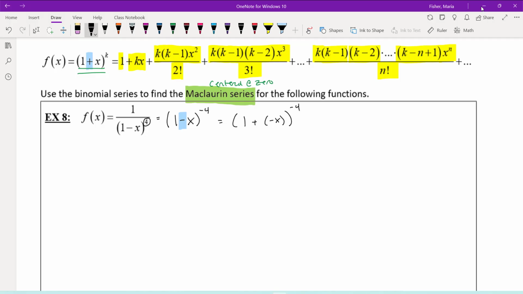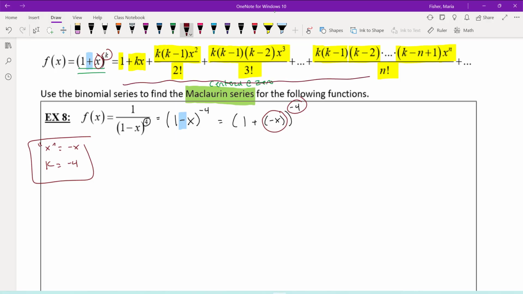Now I can determine what is my x and what is my k. My x in this problem is going to be negative x. And my k in this problem is going to be negative 4. So I'm going to use these two pieces of information to create my binomial series. So I know that 1 over 1 minus x raised to the 4th power is going to equal 1, and you can always think of this times x to the 0 over 0 factorial.